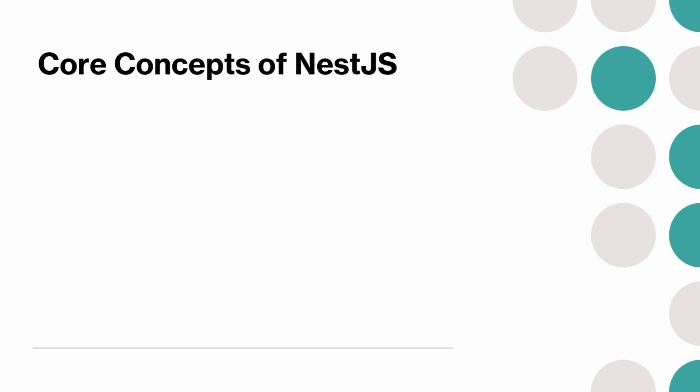Controllers. Controllers are where incoming HTTP requests are handled. You use decorators like @Controller to declare routes and @Get, @Post, and similar decorators to define HTTP methods. Think of controllers as the entry points for your app's logic.